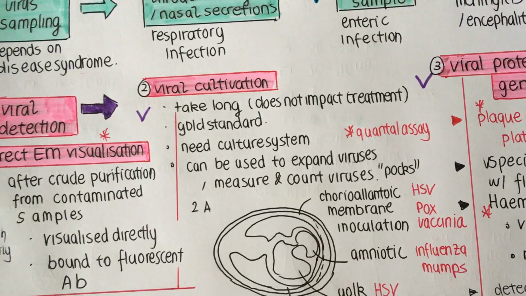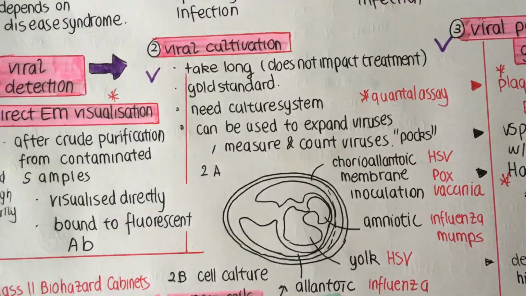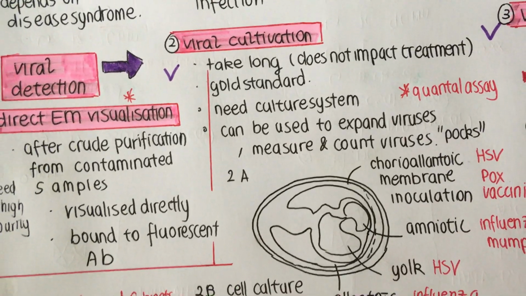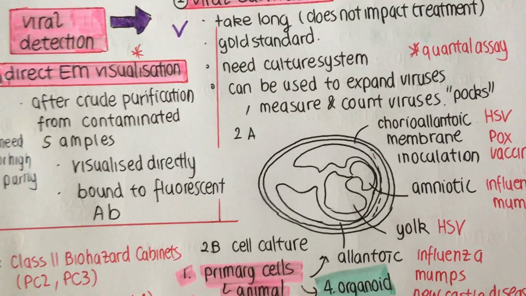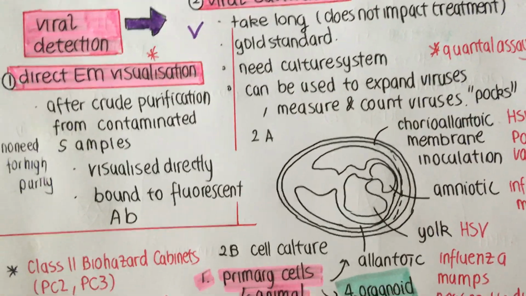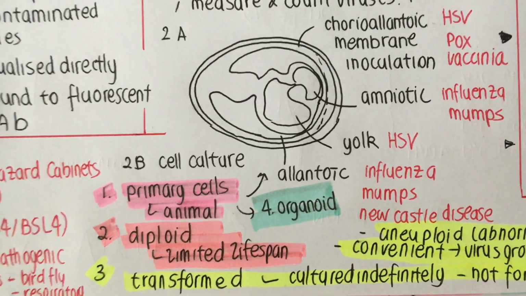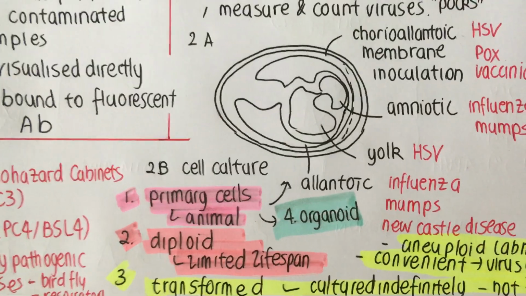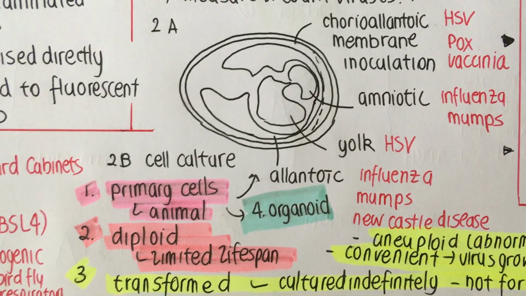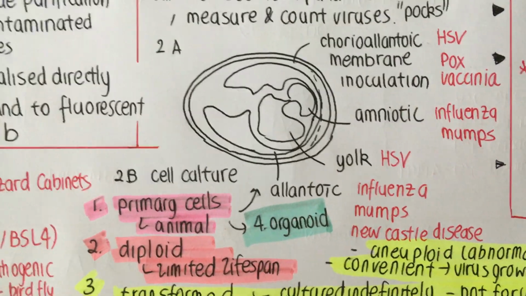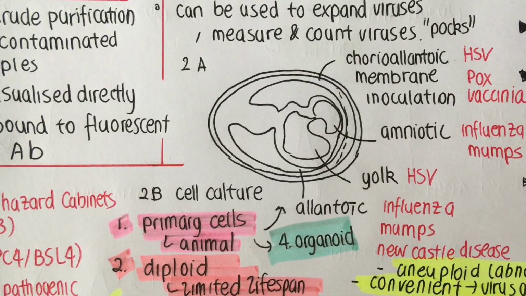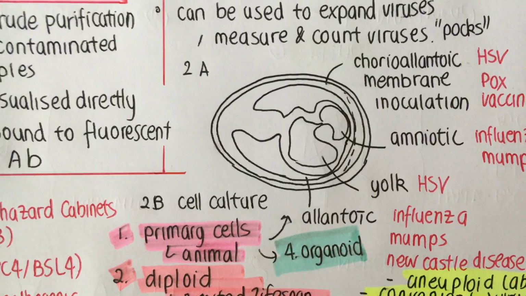So this is a very rough estimate, and there are a number of mediums that you can use or cell cultures, including primary cells, diploid cells, or transformed cells. The thing you need to know about the different mediums is that primary cells are from the animal. Diploid cells have a limited lifespan, but transformed cells can continue to be cultured indefinitely, so they are a favorite option for many.